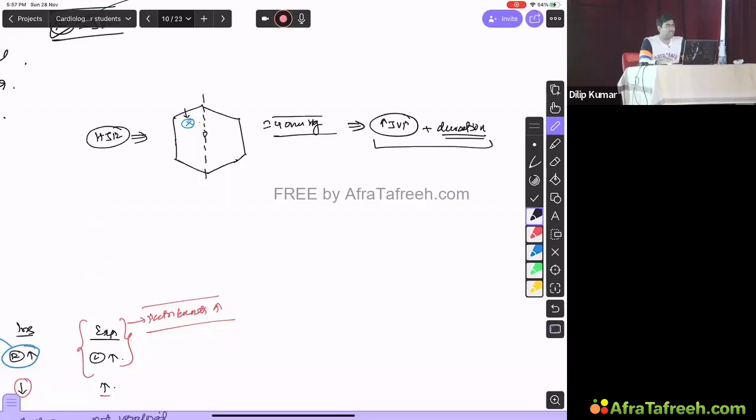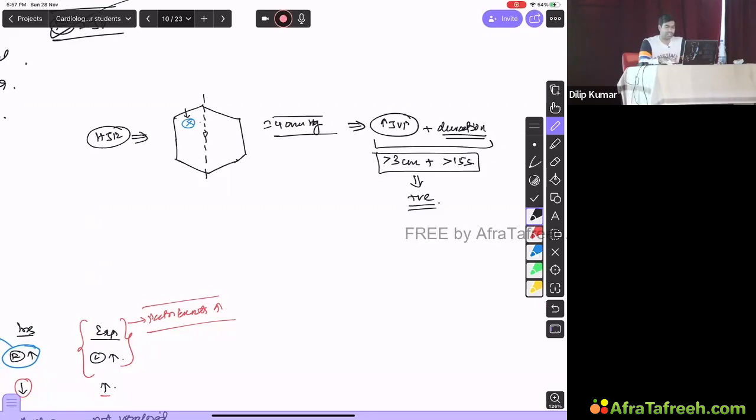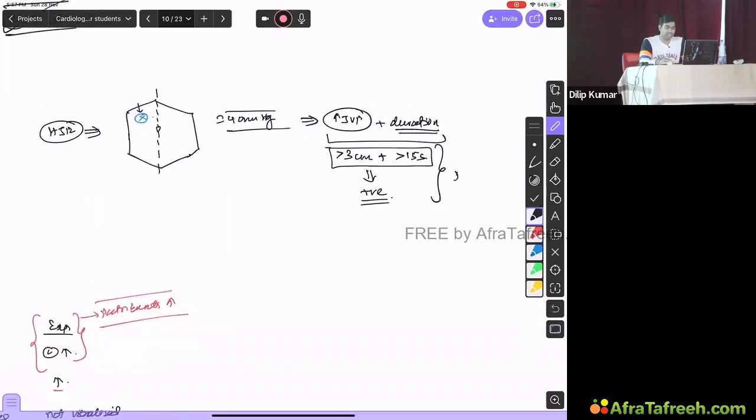If the JVP increases by more than 3 centimeters from the baseline, plus it is sustained for more than 15 seconds, both should be there. Then only this test is considered positive. It's a positive hepatojugular reflex. It is not just elevation beyond 3 centimeters; it should be sustained for more than 15 seconds. If this is the case, this indicates right heart failure.